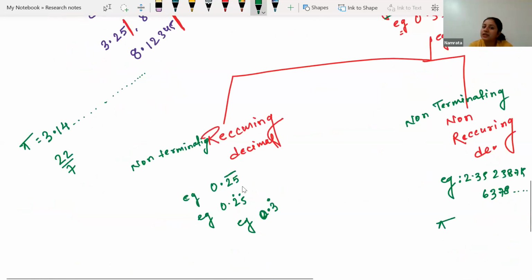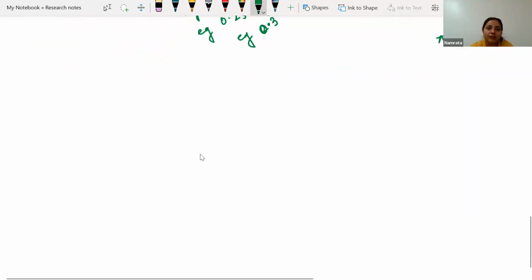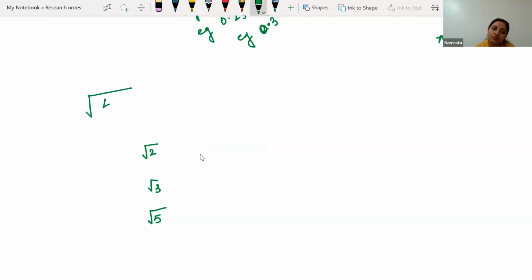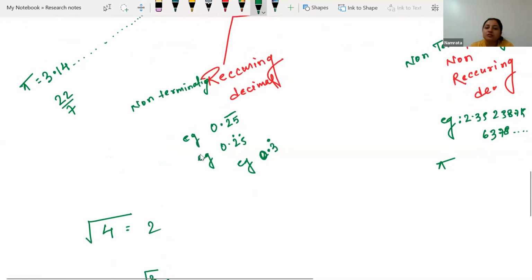Pi is also an example of a non-terminating decimal number, and so are the square roots of numbers which are not perfect squares. If I'm talking about the square root of 2, 3, or 5, not 4. Square root of 4 we know is 2. Numbers that are not perfect squares, like 2, 3, 5, 7, 8, are non-terminating, non-recurring. You can replace the word recurring with repeating. It's the same thing: repeating decimal and non-repeating decimal number.